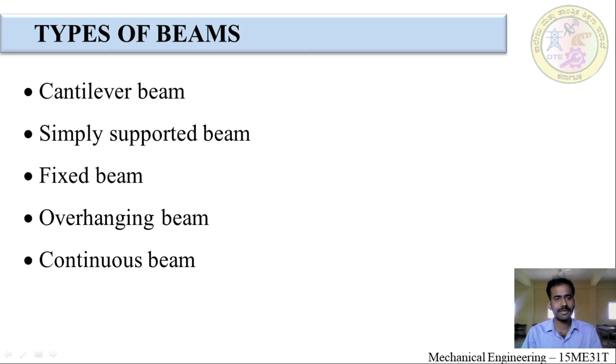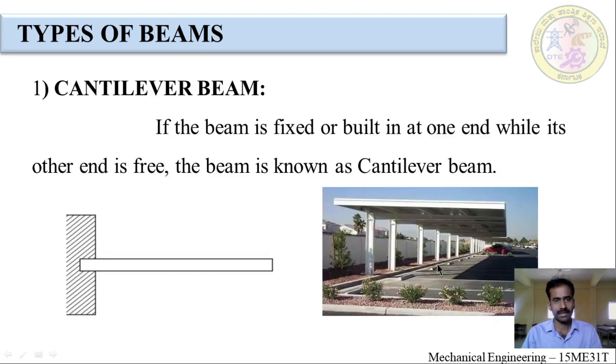So now we will discuss types of beams. Based on the support given to the beam, we can classify the beams into cantilever beam, simply supported beam, fixed beam, overhanging beam and continuous beam. We will discuss one by one. First, cantilever beam. What is a cantilever beam? If the beam is fixed or built in at one end while its other end is free, then the beam is known as a cantilever beam.